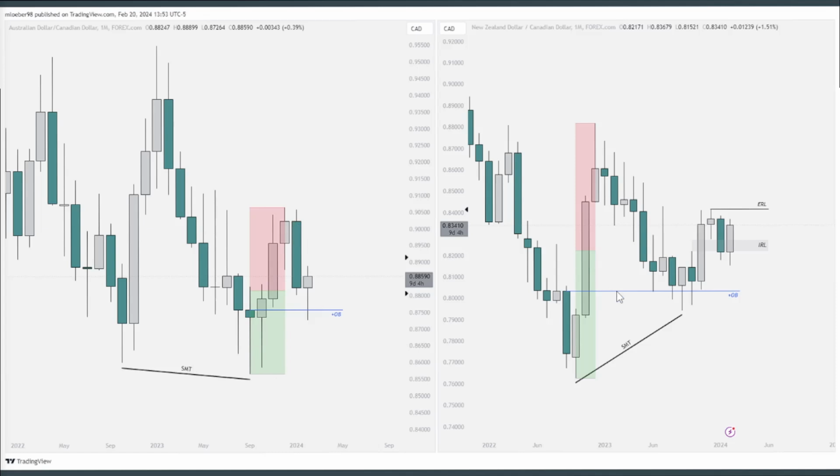And likewise here with NZD-CAD, we have SMT at the lows, creating a higher low here. Price has a low and a high. This is our dealing range, the most energetic swing before price starts retracing. And as you can see, we're retracing into discount of the range.